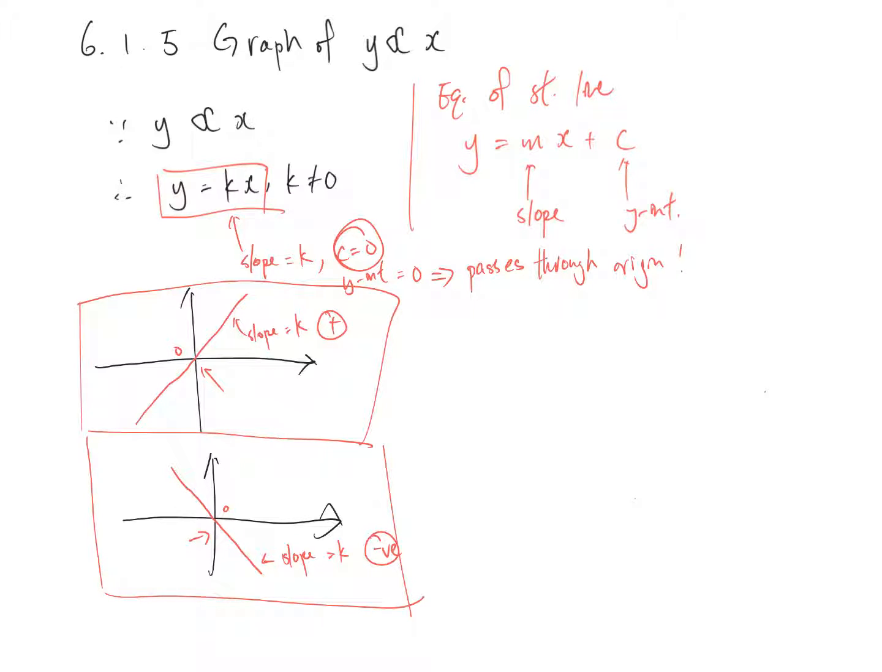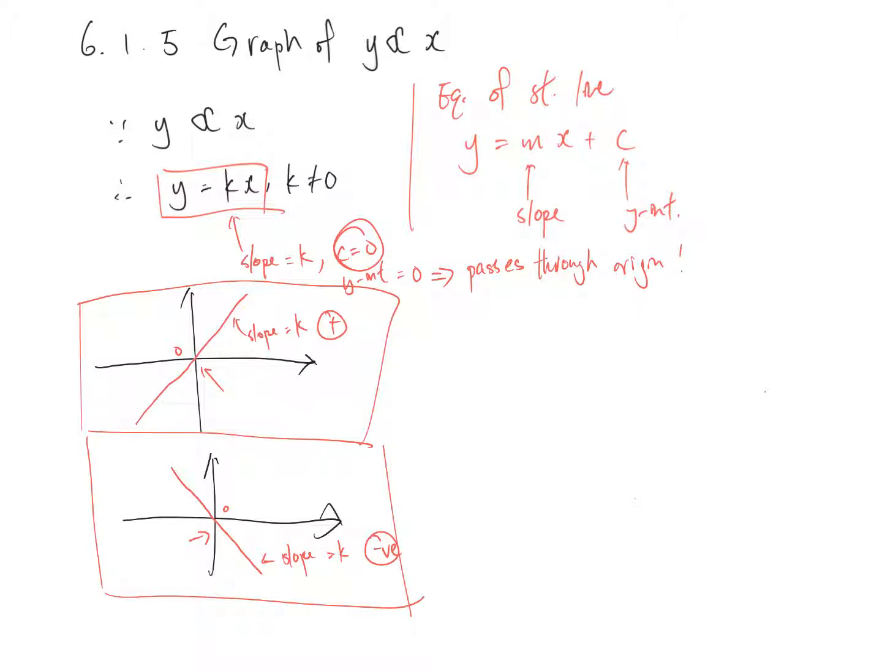When the slope is positive, the graph should be increasing towards the right-hand side. If the slope k is negative, it should be decreasing from left to right. Both graphs pass through the origin because there's no y-intercept in the formula. So this is the graph of y directly varies with x.